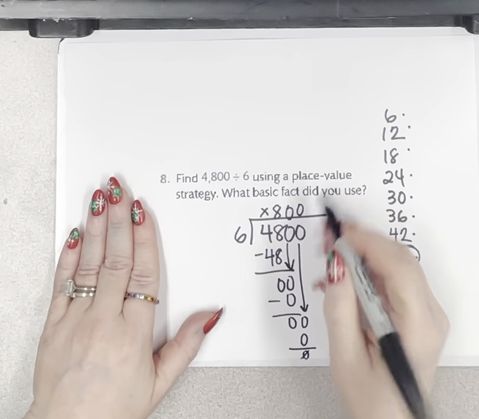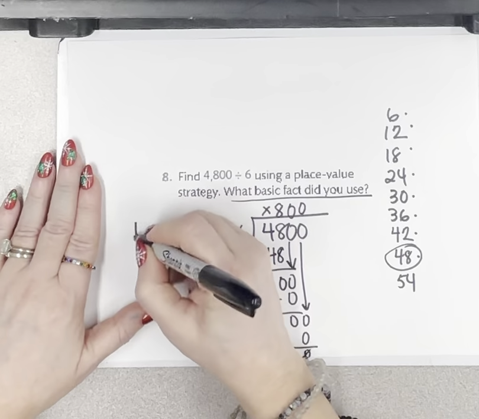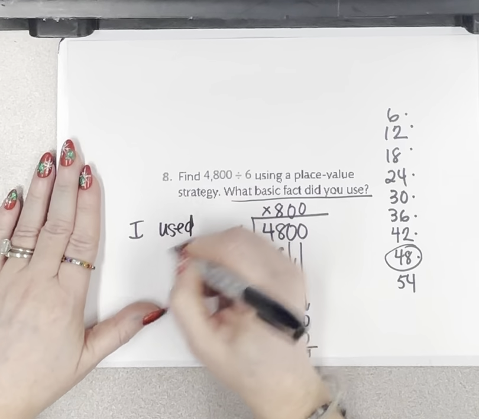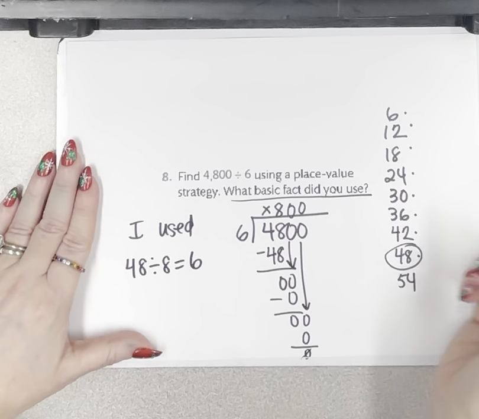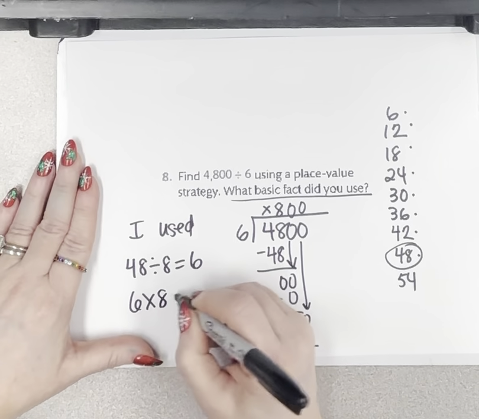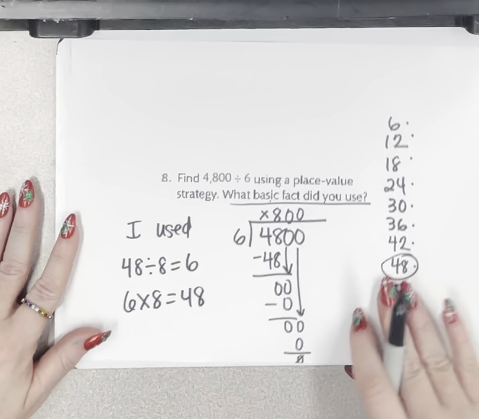Okay? Now, your answer is 800. What basic fact did you use? I used 48 divided by 8 equals 6, or 6 times 8 is 48. Either one works for me. They're both basic facts. Okay.